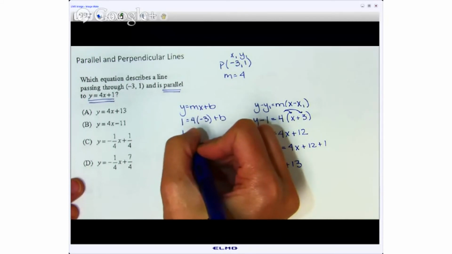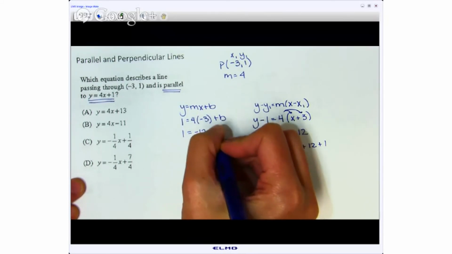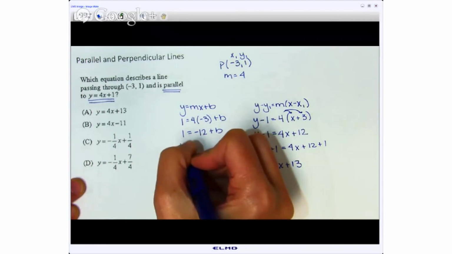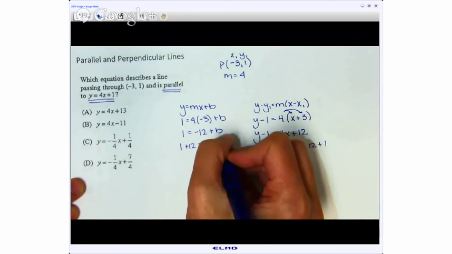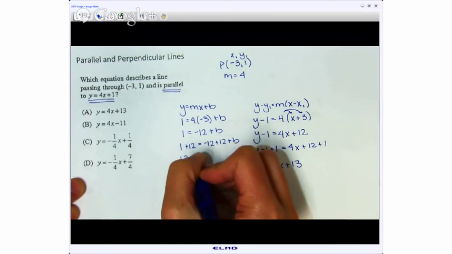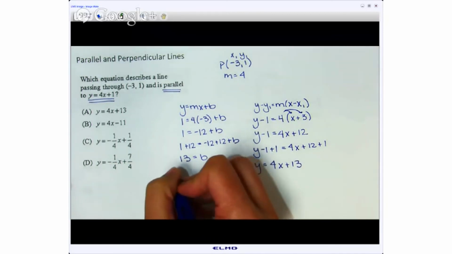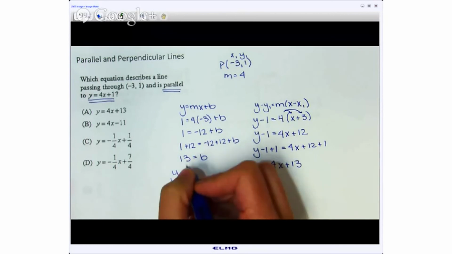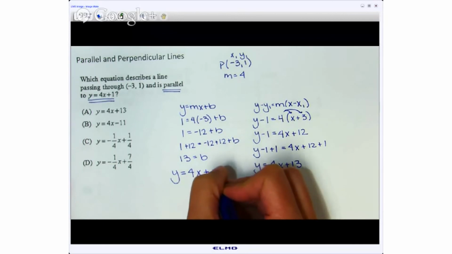Solving the equation, I would have to multiply 4 times -3, which is -12, and then I would have to add 12 to both sides to solve for b. So I end up with 13 is equal to b, or 13 is my y-intercept. So making my substitutions back into slope-intercept, my slope is 4x plus my y-intercept is 13.